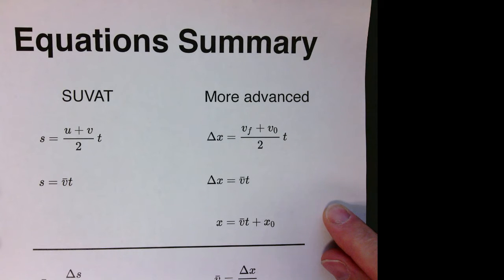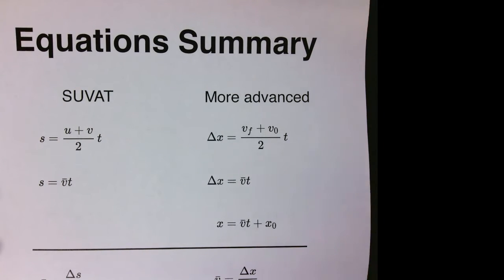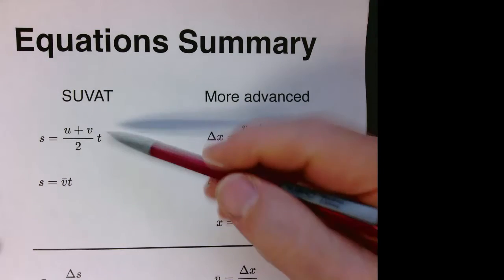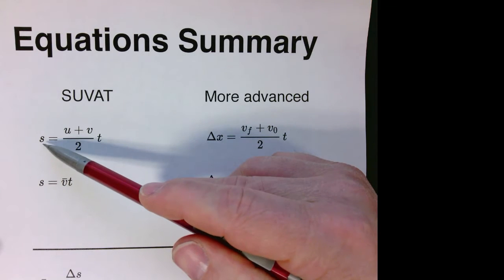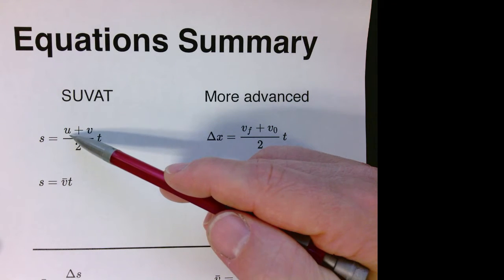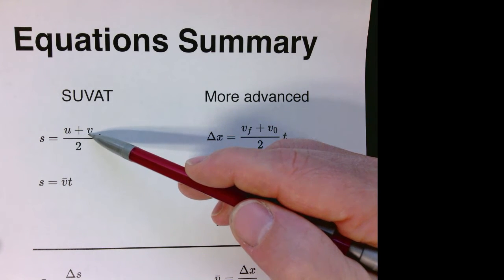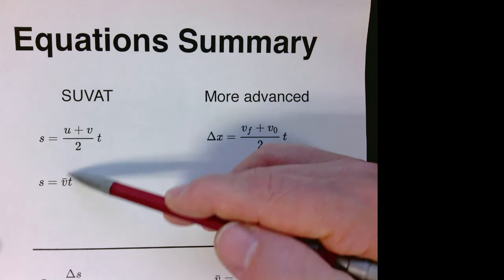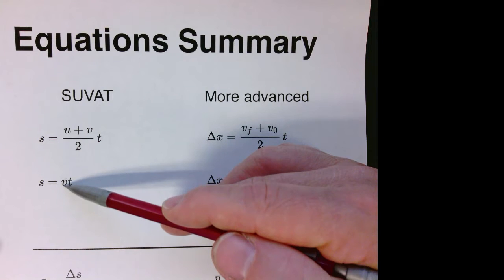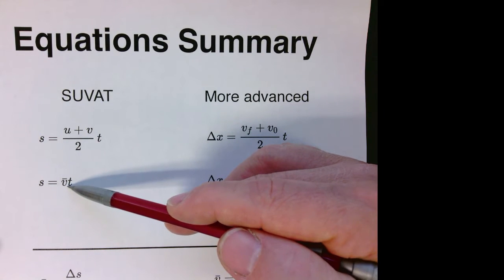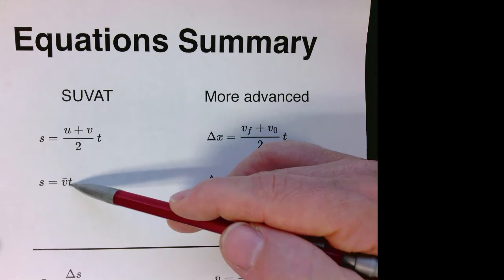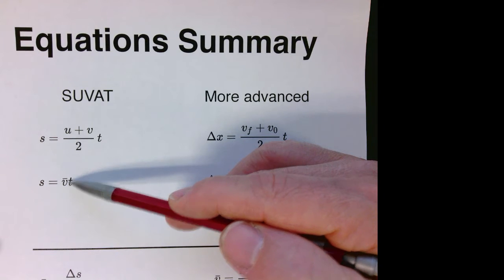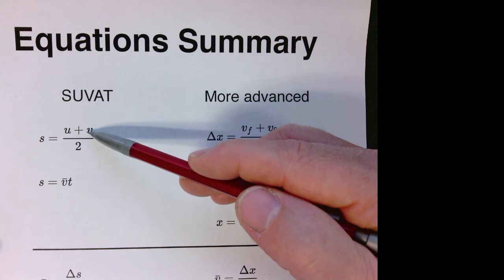So let's do an overview of the equations that we've actually seen and used so far. Starting on the SUVAT side, we have the displacement equals the initial plus the final velocity over 2. That's the average velocity, which we can substitute in here and have v bar t. This is not given with the IB, but it's just as valid as this.